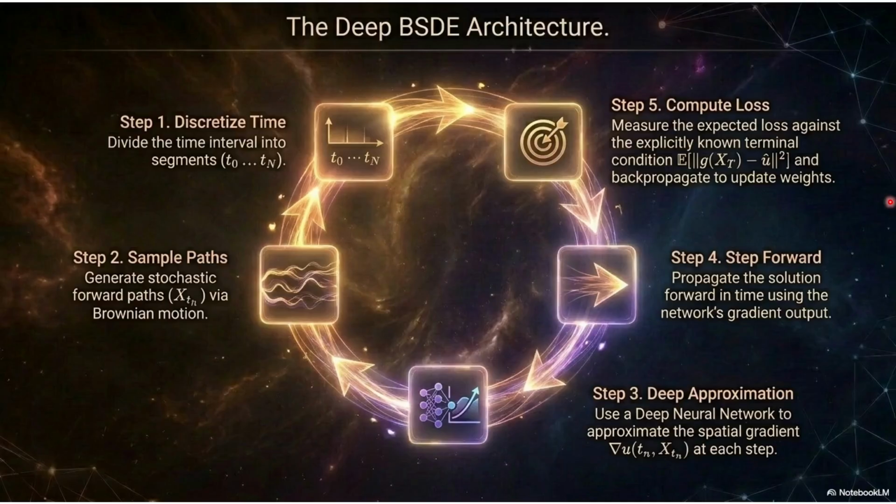So, here's how the BSDE architecture executes this in a loop. Starting with step 1, discretize the time interval into segments, and then sample stochastic forward paths via Brownian motion, and then use the deep neural network to approximate the spatial gradient at each step. And step 4 is to step the solution forward in time using the network's gradient output. Then compute the expected loss against our known terminal condition and backpropagate to update the network's weights.